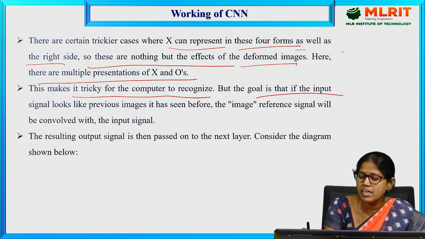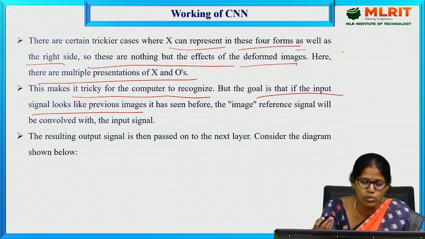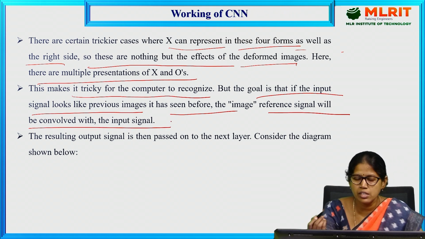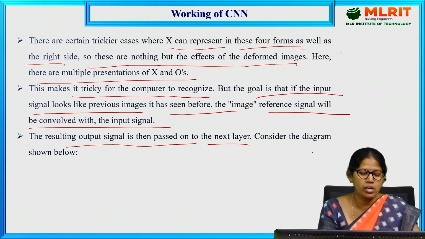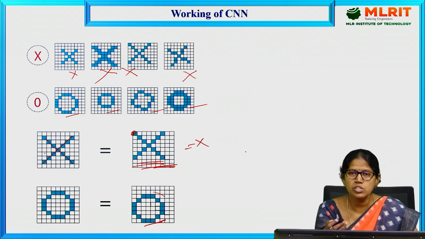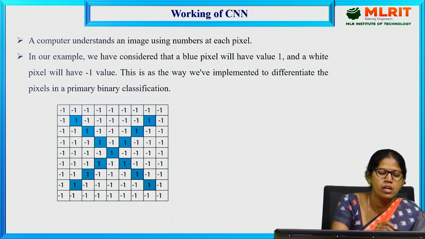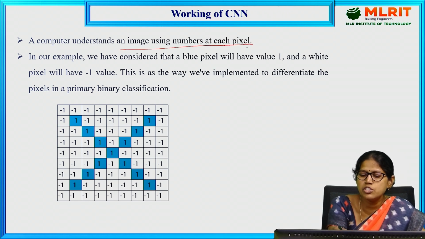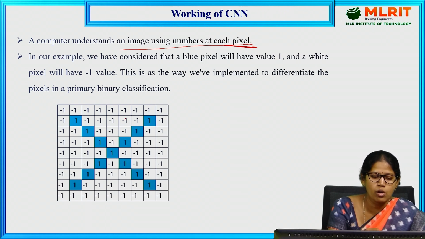But the goal is that if the input signal looks like the previous image that we trained the model on, which it has seen before, the image reference signal will be convolved with that input signal. The resulting output signal is then passed to the next layer. So these are the noisy images. Even if there is noise, the CNN is able to classify the exact matching image. Let's see: a computer understands an image using numbers at each pixel. So here the blue lines are the image pixels of X.